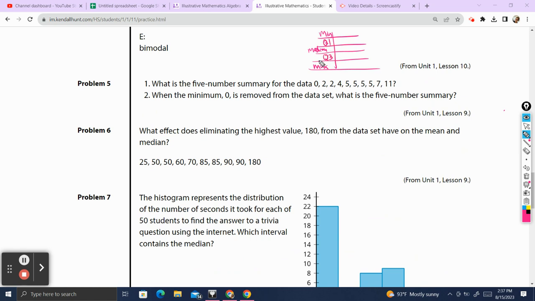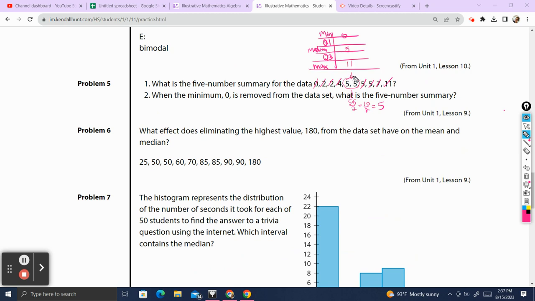So let's go ahead and start by finding the median. We're going to cross out our data points to identify the middle number. 4 crossed out on that side, 4 crossed out on this side. The middle 2 numbers are both 5s, so we're going to say 5 plus 5 divided by 2 is 10 divided by 2, so our median is going to be 5. Our min is the lowest number, which is 0, and our max is the highest number, which is 11.